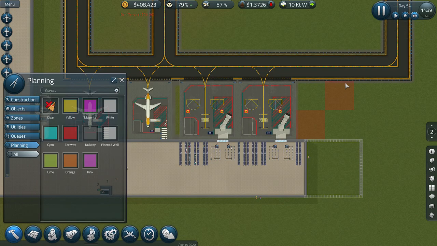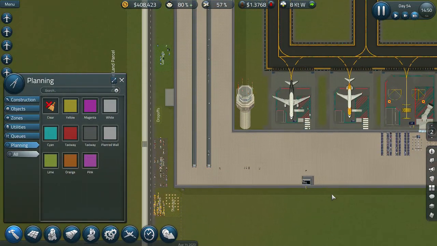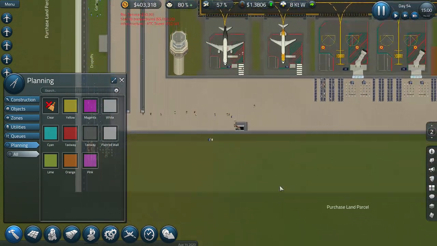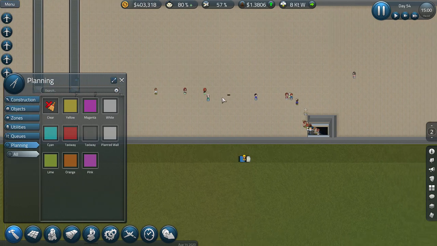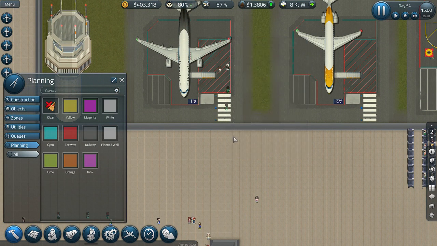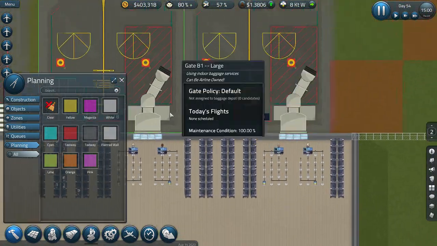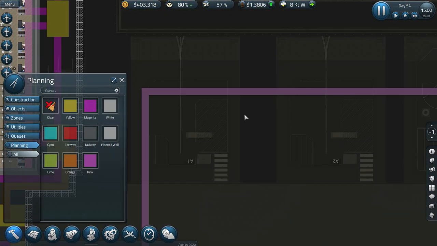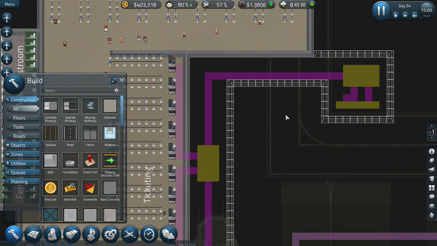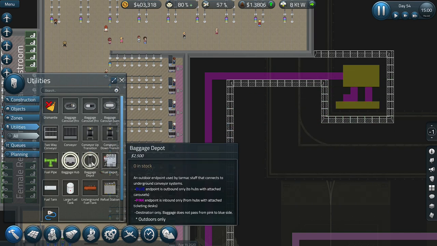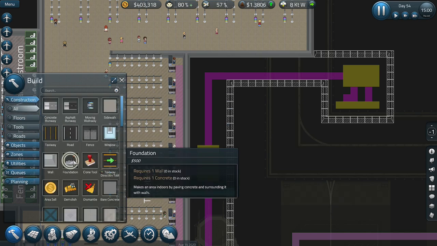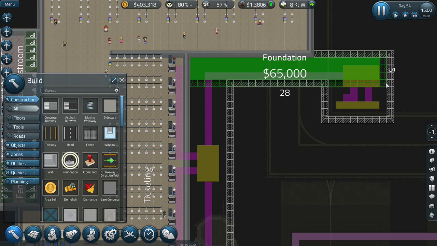Although, first, what we need to take care of, if you notice, and where is it? This right here. This is a little golf cart that is bringing baggage from the ticketing counters over to the terminals. So it has to go all the way around. To fix that, we need to put in our baggage system. So, the way we solve that is we go utility, and we're going to do a baggage hub. Well, let's start with the foundations first.